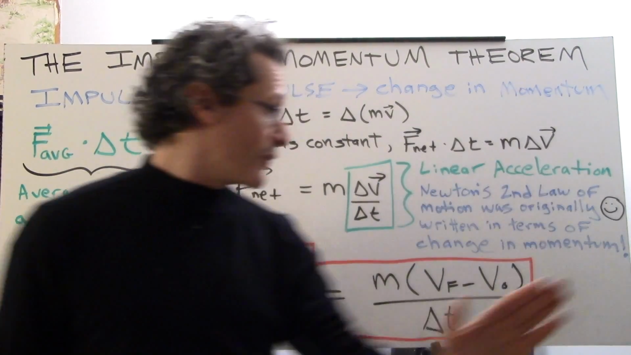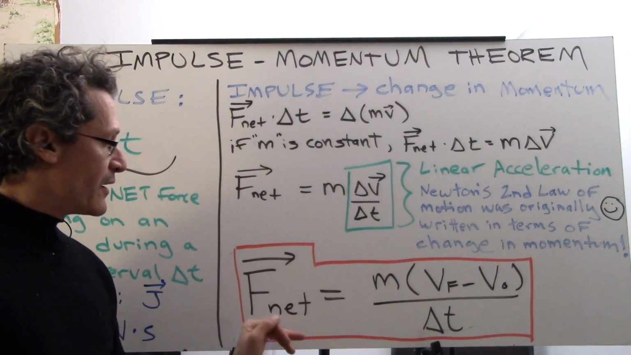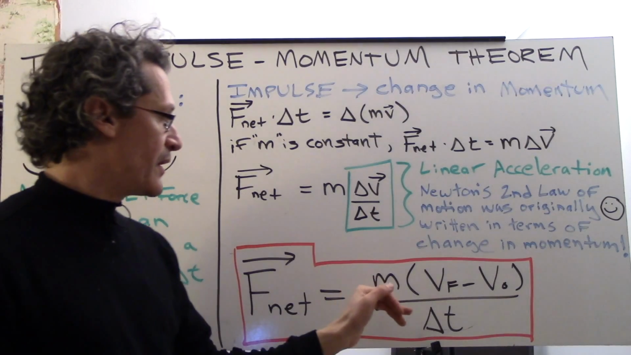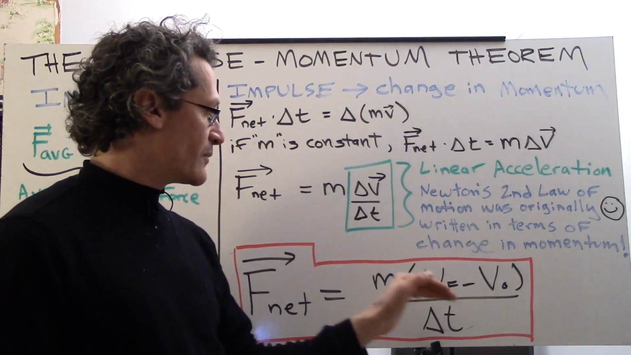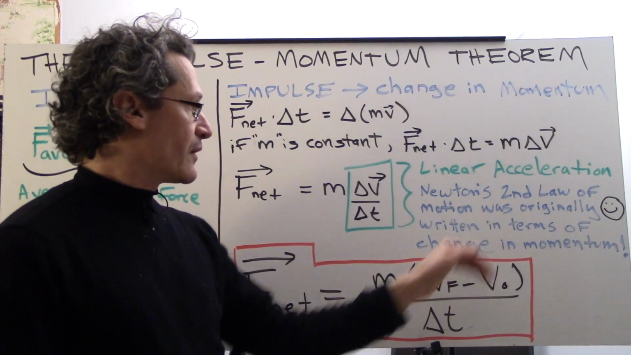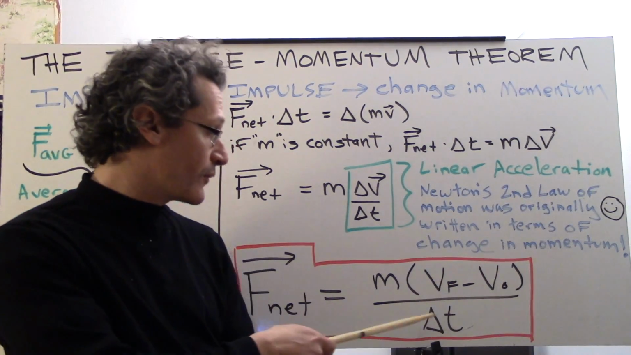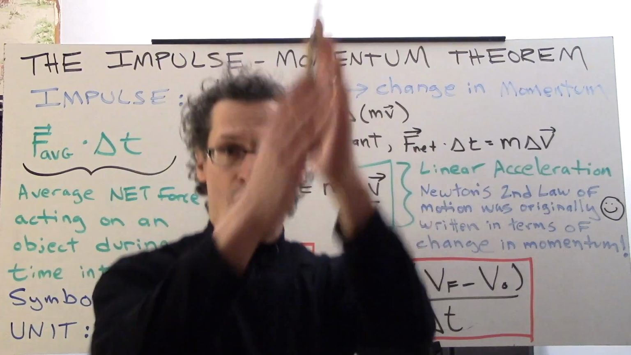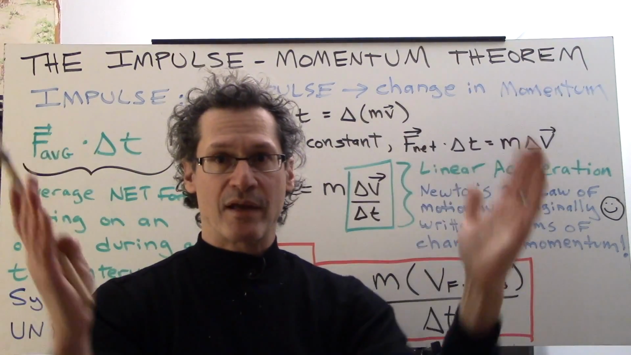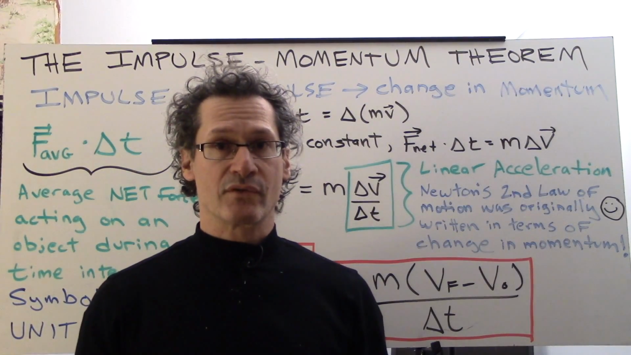All right. So the overall equation looks like this. F net equals m times the change in velocity, with m constant, which is v final minus v naught, over delta t. Next, we'll look at some real-world applications of impulse and momentum.